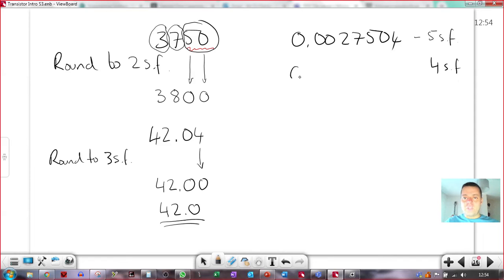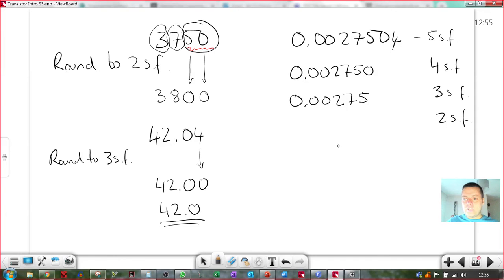So 4 significant figures, that's still going to be there. 2, 7, there's my first 3 significant. Does this stay a 0 or does it become a 1? It stays a 0. Let's round it to 3 significant figures. 0.0027, does that stay a 5 or does it become a 6? It stays a 5. Let's round it to 2 significant figures. 0.002, this is the boundary, does that become an 8 or does it stay a 7? No, because that's a 5, it becomes an 8.